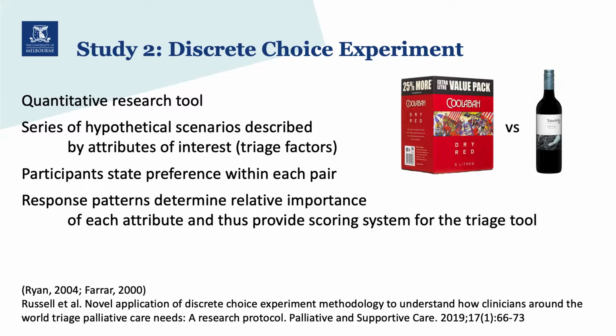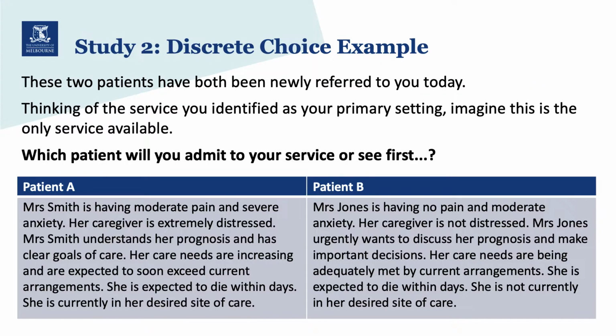And so for us, what we would be doing is these hypothetical patient scenarios, or one patient versus another, that are described by the triage factors. So one patient with severe pain, one patient with moderate anxiety, for example. And our clinicians participating in the discrete choice experiment would have to pick one patient over the other. And when we do this with multiple scenarios, multiple clinicians, multiple decisions, we can look at the response patterns to determine the relative importance of each attribute and how much that triage factor is influencing the decision making of the clinicians. So here's an example from the discrete choice experiment.